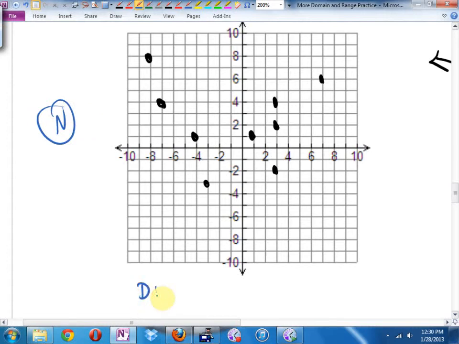Domain. Here, I just got to list them. And it's easier just to go from the left to right. So I see a -8, comma, -7, comma, a -4, a -3, a 1, a 3 several times, and 7, yes, is that right? -8, -7, -4, -3, +1, +3, +7. Yeah, that's right.